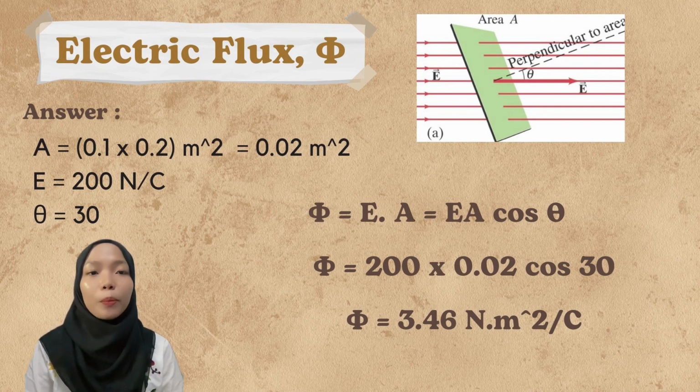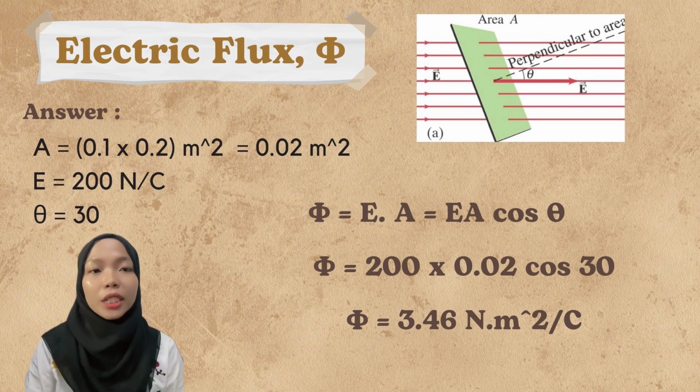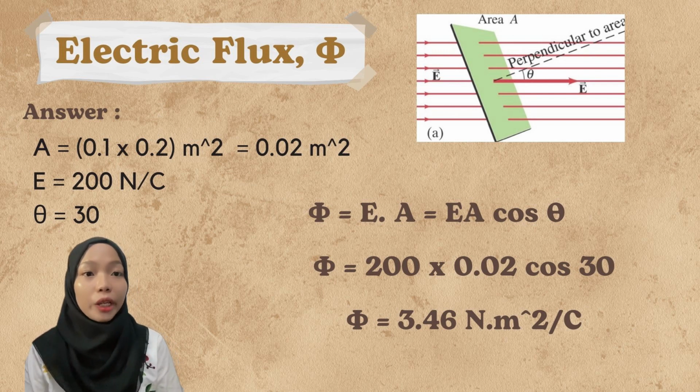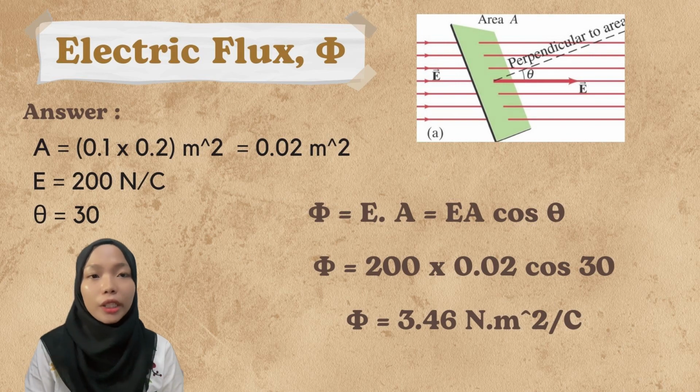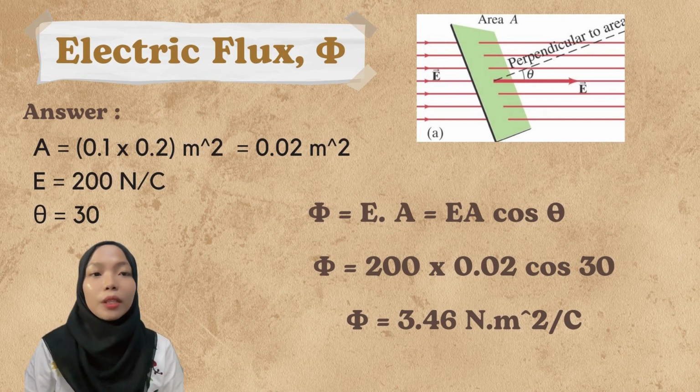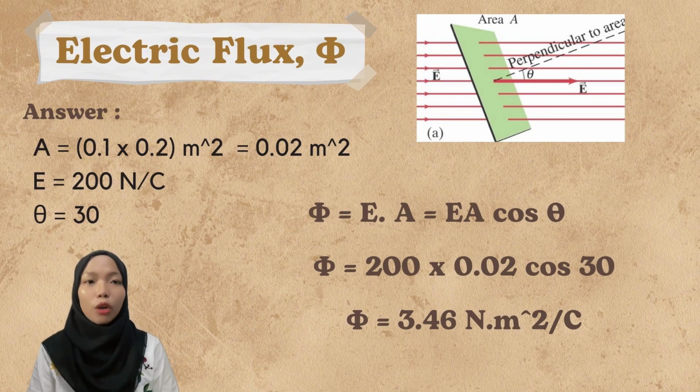And then we can put the information into the formula and calculate. So the electric flux that we get for this question is 3.46 Newton meter squared per coulomb.